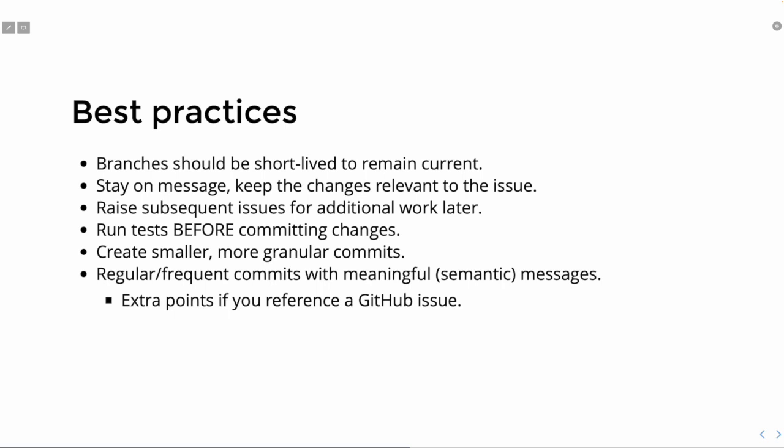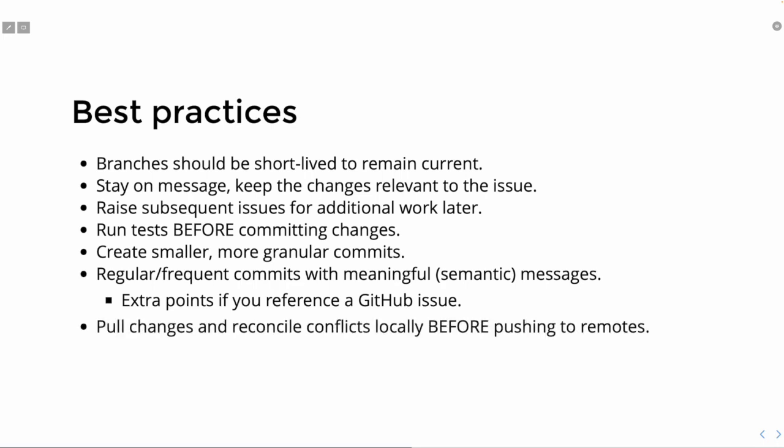So in essence, create regular, frequent commits with meaningful or semantic messages. So rather than just saying stuff, be explicit with what you've changed and what you've done, which may not be immediately apparent from the code diffs that come up. And you get extra points if you reference that GitHub issue number, so the hash issue number.